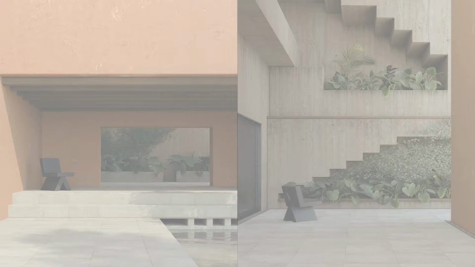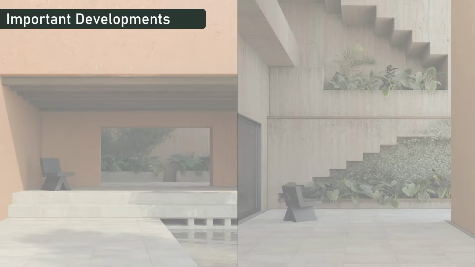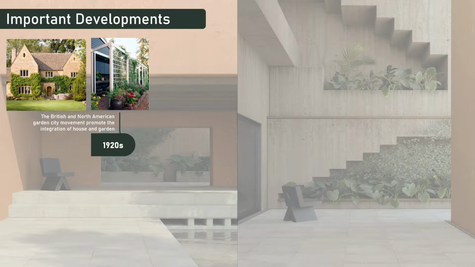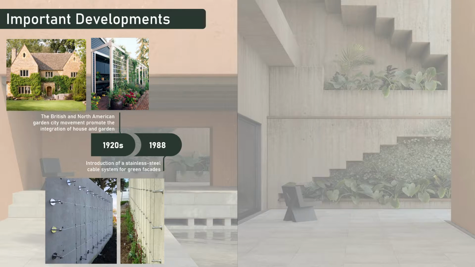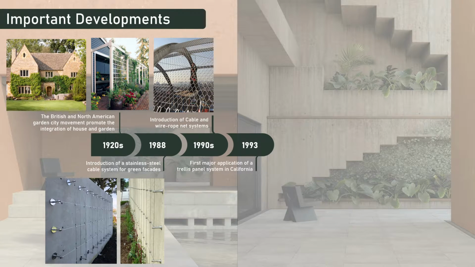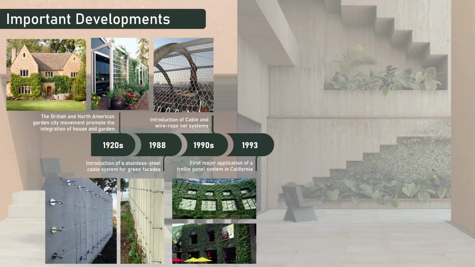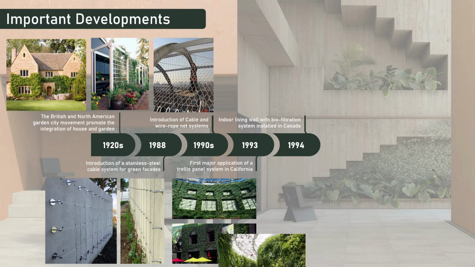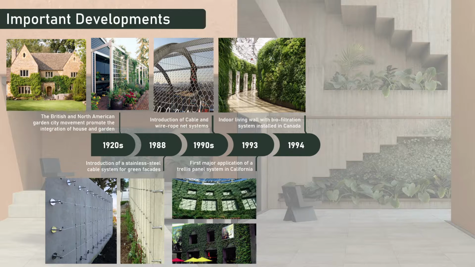Now we move on to the important developments that green walls have progressed through over the years. In 1920, the British and North American Garden City movement promoted the integration of house and garden. In 1988, introduction of the stainless steel cable system for green facades. In the 1990s, introduction of cable and wire rope net systems. In 1993, the first major application of a trellis system in California. In 1994, we have the indoor living wall with biofiltration system, and it was installed in Canada.